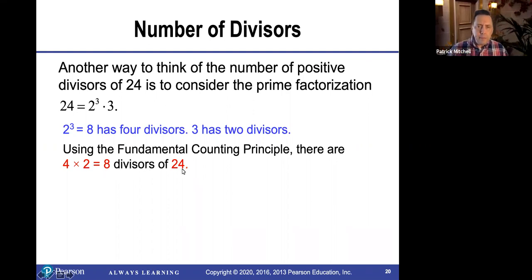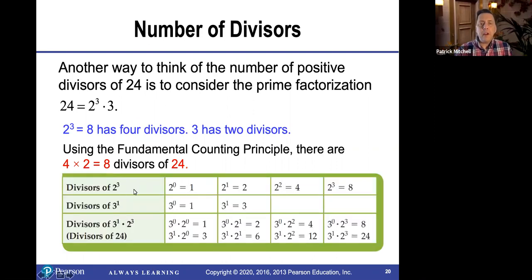So let me explain why the fundamental counting principle works here. What it's saying is that you can choose any one of these 4 divisors, 1, 2, 4, or 8, and then multiply it by either of the divisors of 3, 1, and 3, to get a divisor of 24. All right, so since you have 4 choices over here and you have 2 choices over here, that means you have a total of 8 divisors of 24. And by the way, there is a formula for this coming up.